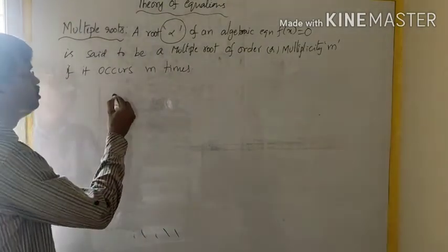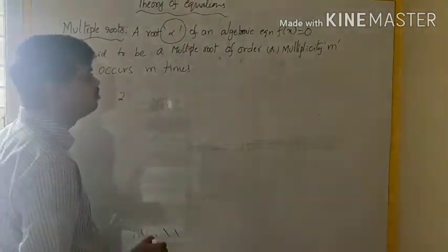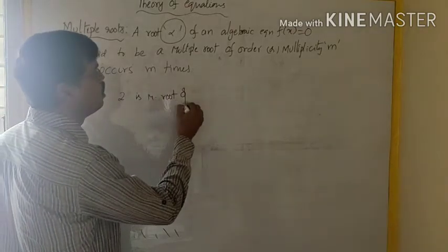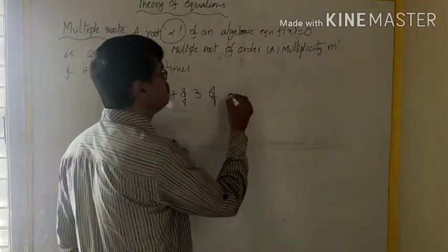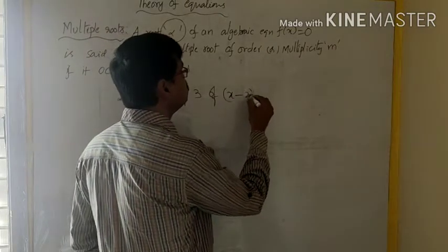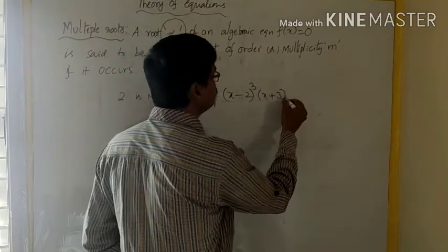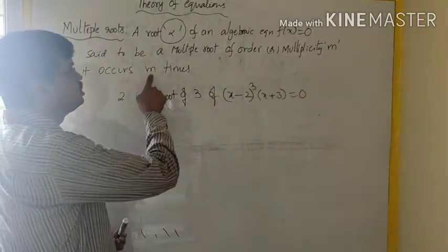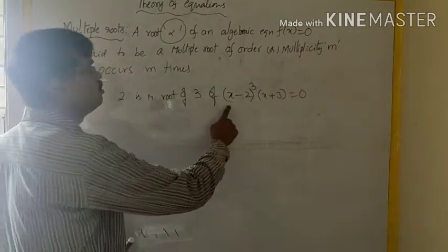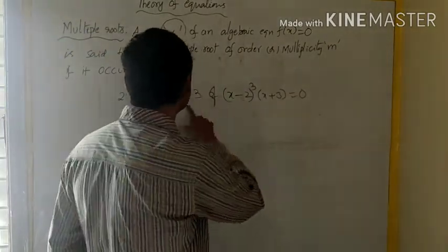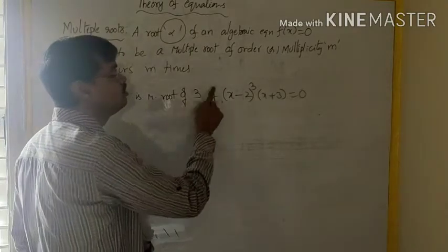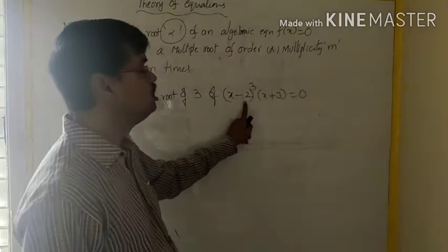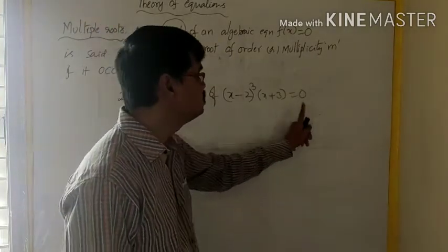For example, 2 is a multiple root of order 3 of the equation (x minus 2) whole cube into (x plus 3) equal to 0. Here 2 occurs how many times? 3 times. So 2 is a multiple root of order 3 of this particular equation.